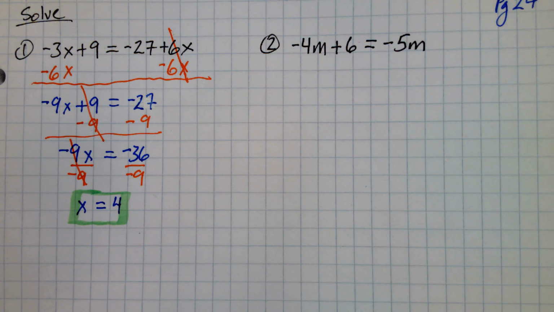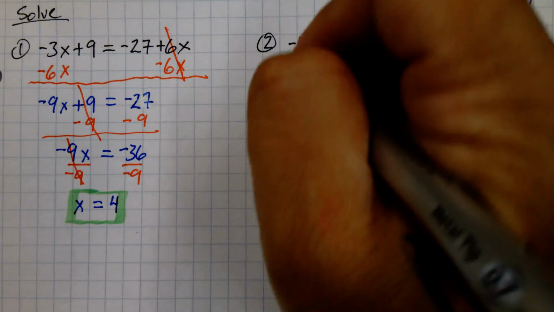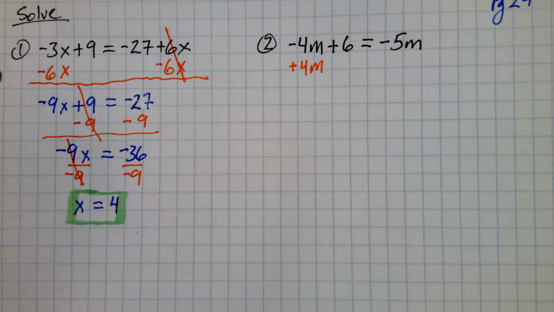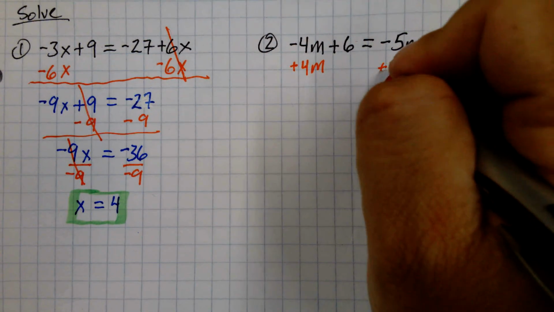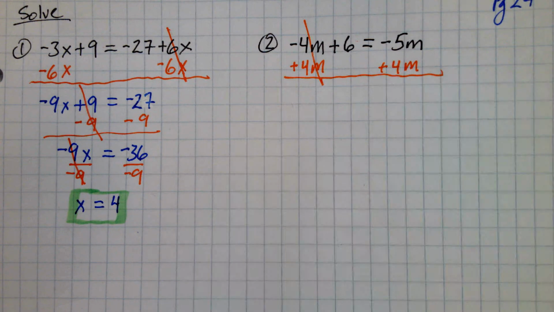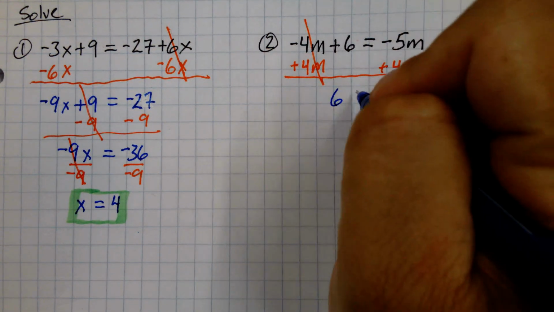So if you have just a variable on one of the sides, don't get rid of that one. We're going to get rid of this one. How do I get rid of negative 4m? Yeah, plus 4m. We want the opposite. So in this case, I want to get rid of this one because I'll still have a 6. So I'm going to write plus 4m on both sides. And this is going to go away. And then I still have plus 6, so I'm just going to bring it down.